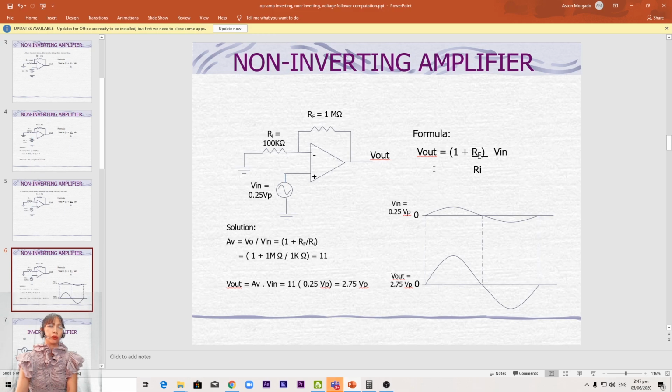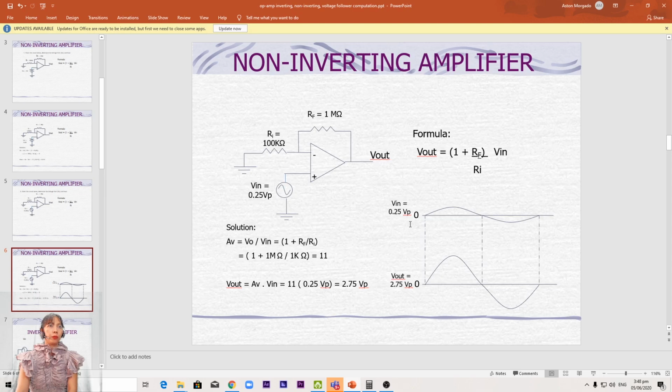So how are we going to draw the input versus the output? This is the input. Take note, you have 0.25 volts peak, so you only have this amplitude. We can view this using an oscilloscope, and we may use a function generator as a voltage input. Then we may use the oscilloscope to measure this sine wave.